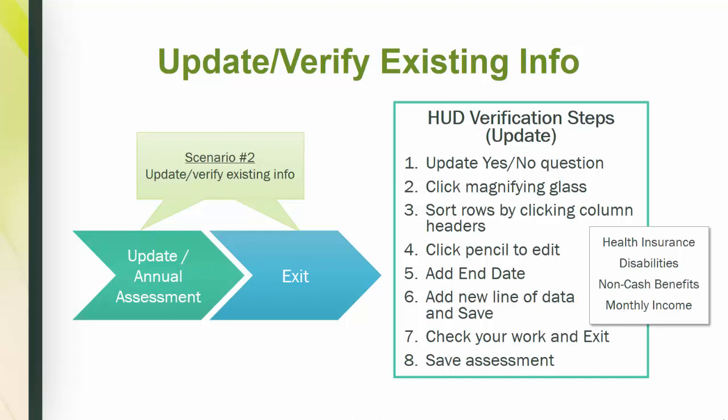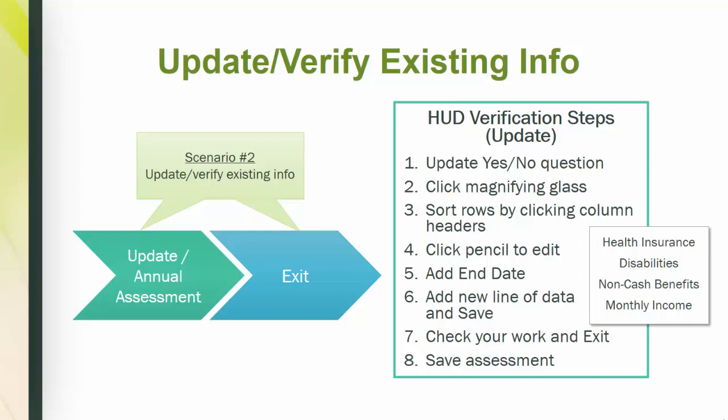These are the 8 steps we'll be covering for updating the HUD verifications. The next part builds on what we've just covered in the initial HUD verifications. For those of you following in the training site, go to the Entry/Exit tab and create an interim review. Save and continue to go to the assessment.